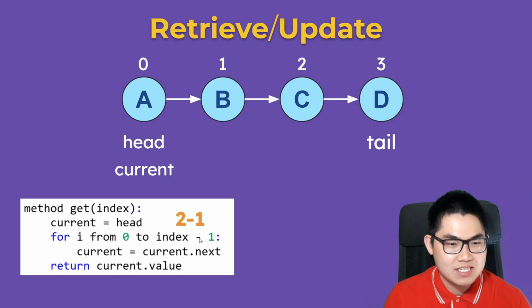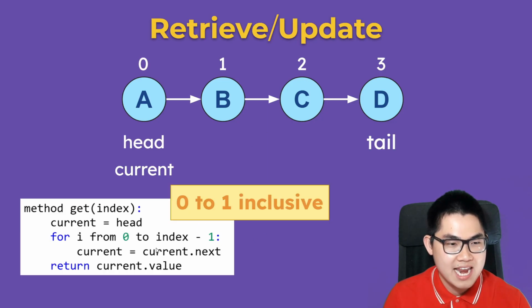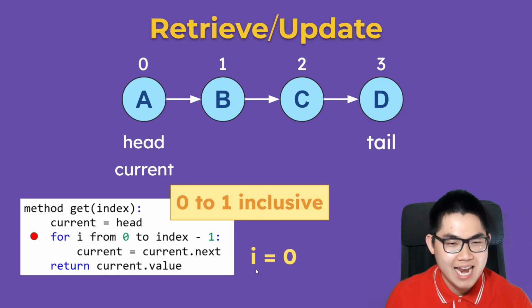So what is index -1? We're trying to get the value at index 2, right? So 2 minus 1 is going to be 1. And now we're gonna do this from 0 to 1 inclusive. So we start at I is equal to 0. What is current.next going to be? Well, here is current, and current.next is this one. This line basically means we point current to this dot. So that's what it does.